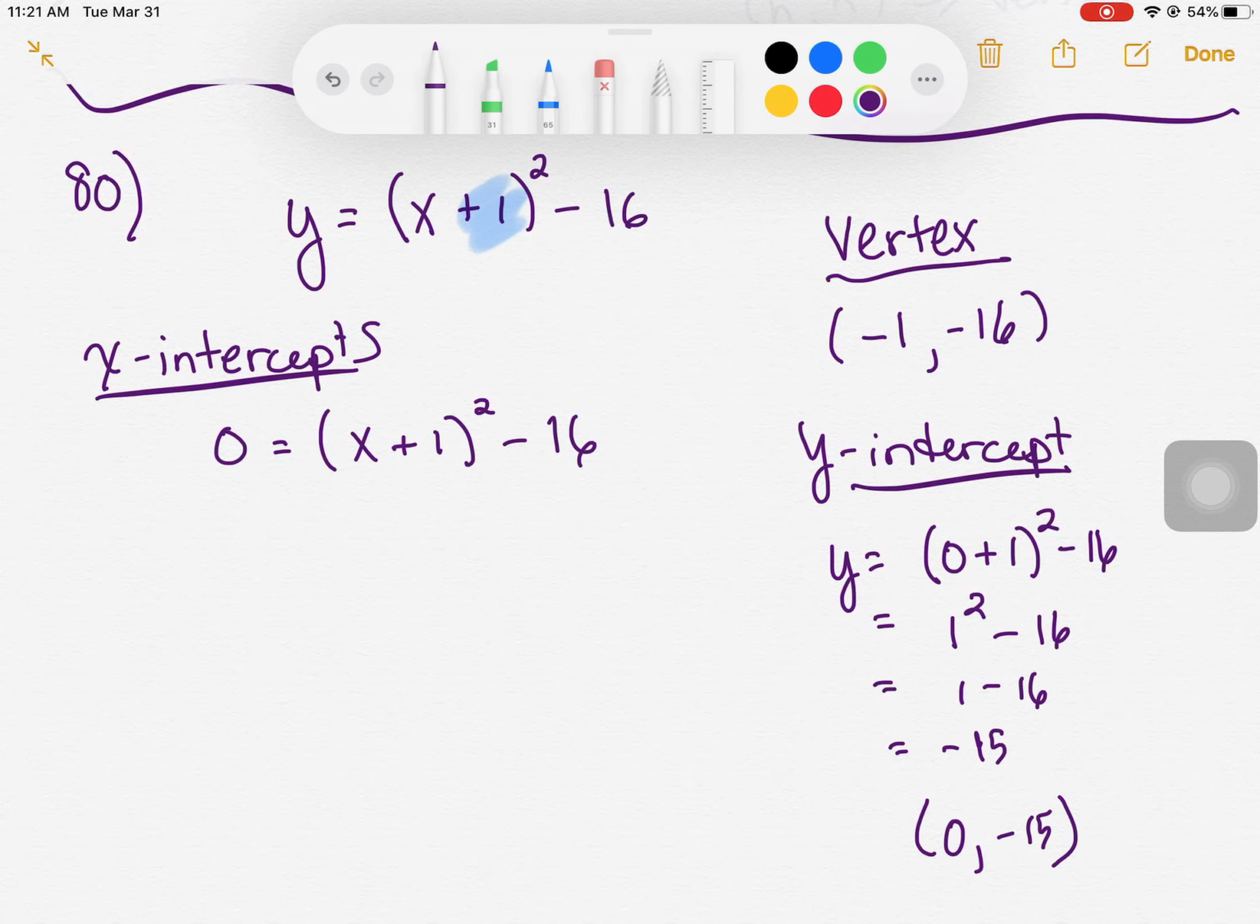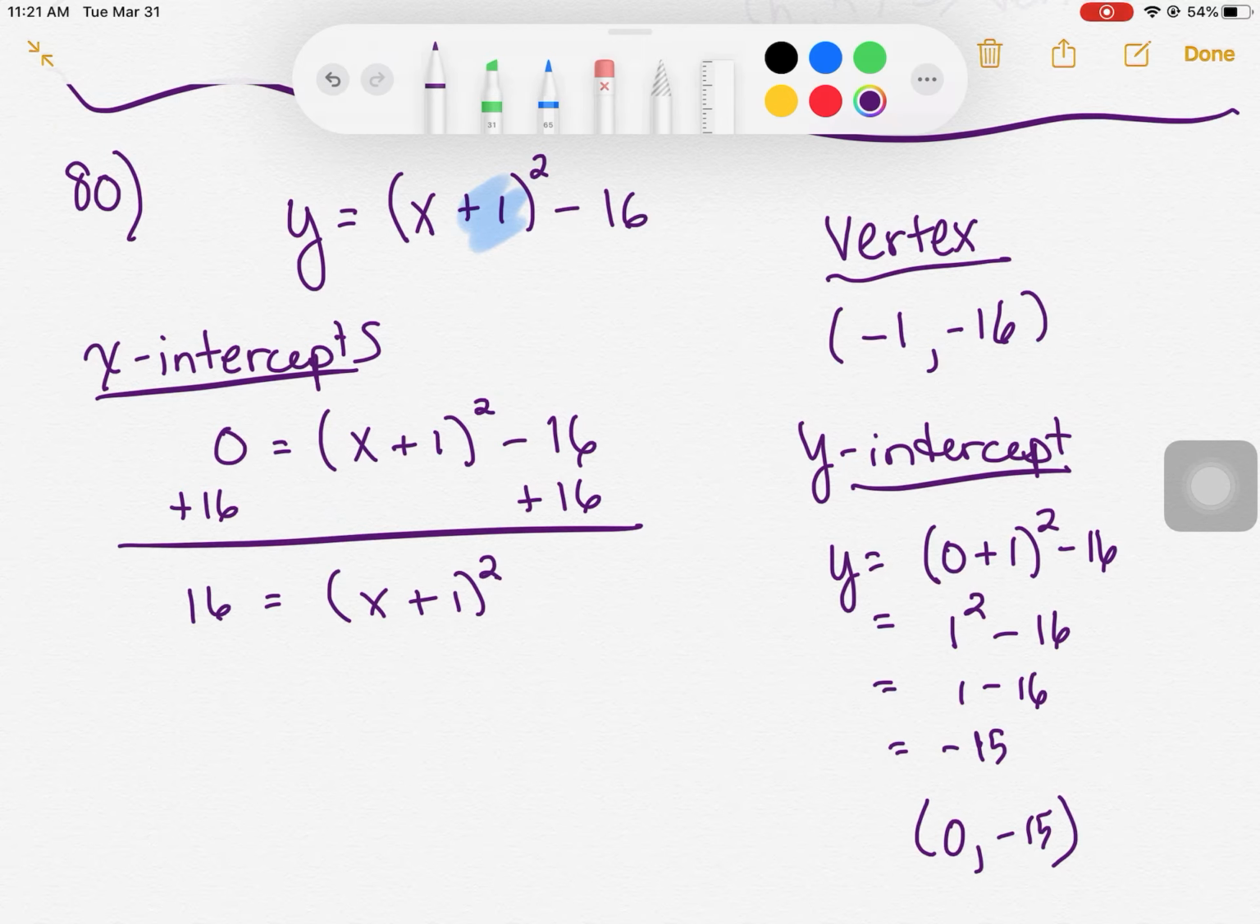Okay. So we're going to go through. I apologize for that again. I'm going to go through and I'm going to solve for x. I'm going to start by adding 16 to both sides. So I get 16 equals the quantity x plus 1 squared. Now, the nice thing is here, I can actually take the square root of both sides of this equation, because I know that over here on the right-hand side, that is a perfect square. And I can also take the square root of 16.